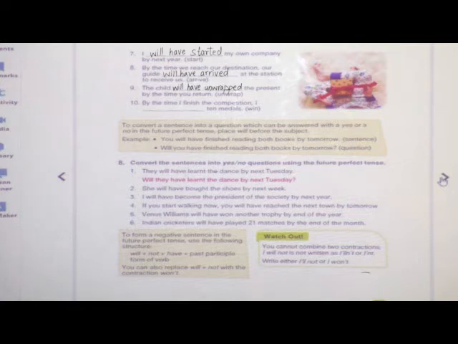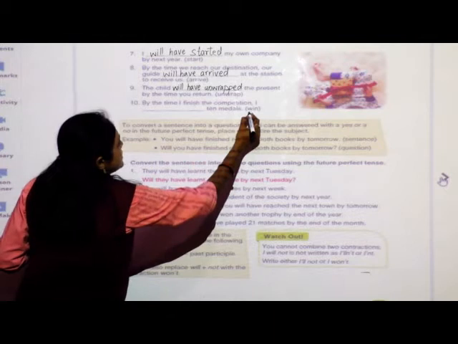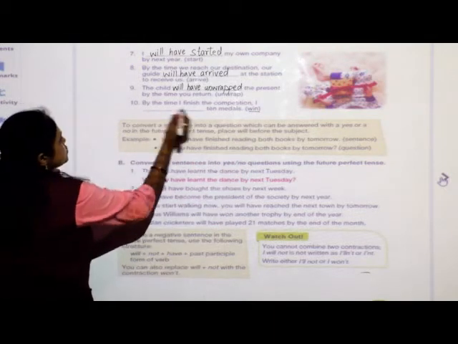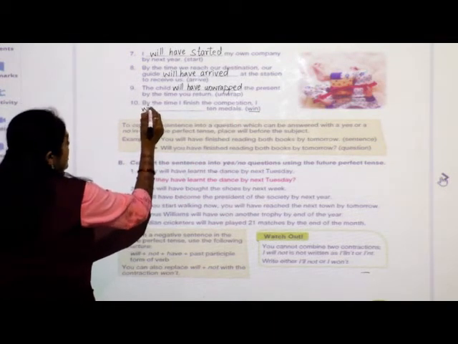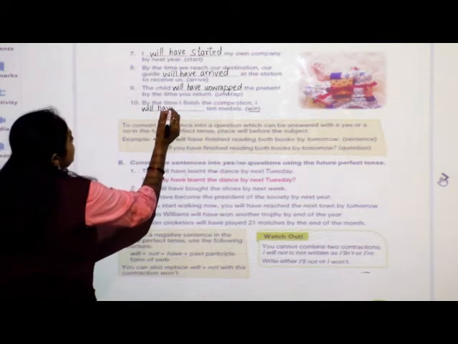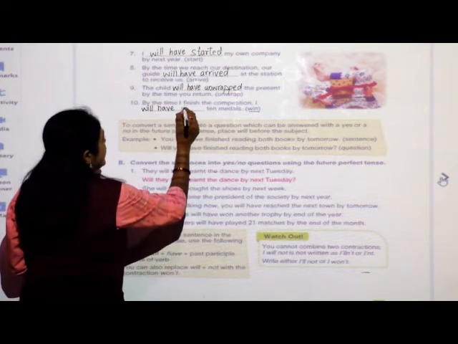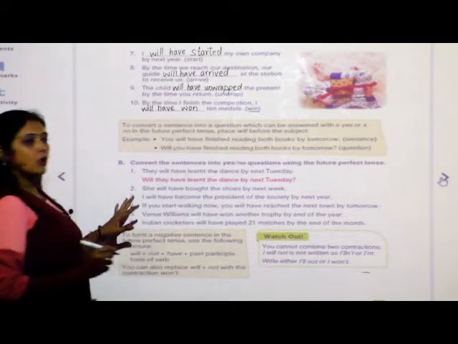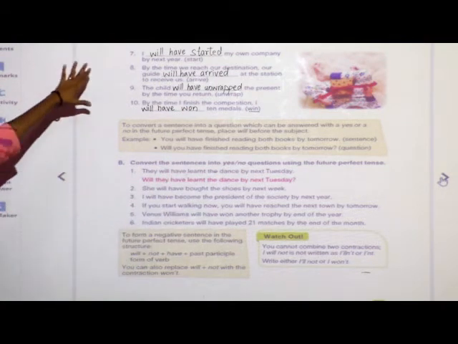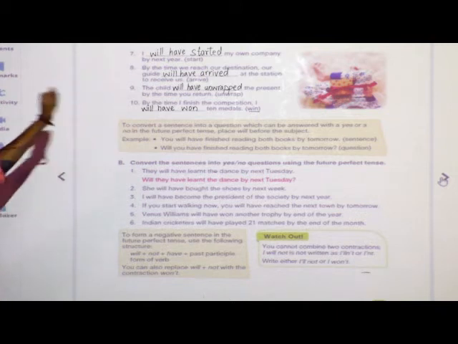By the time I finish the competition, I dash 10 medals. Here the word is win. So you will write will have. The past participle of win will be won. Okay. So here we have completed exercise A.